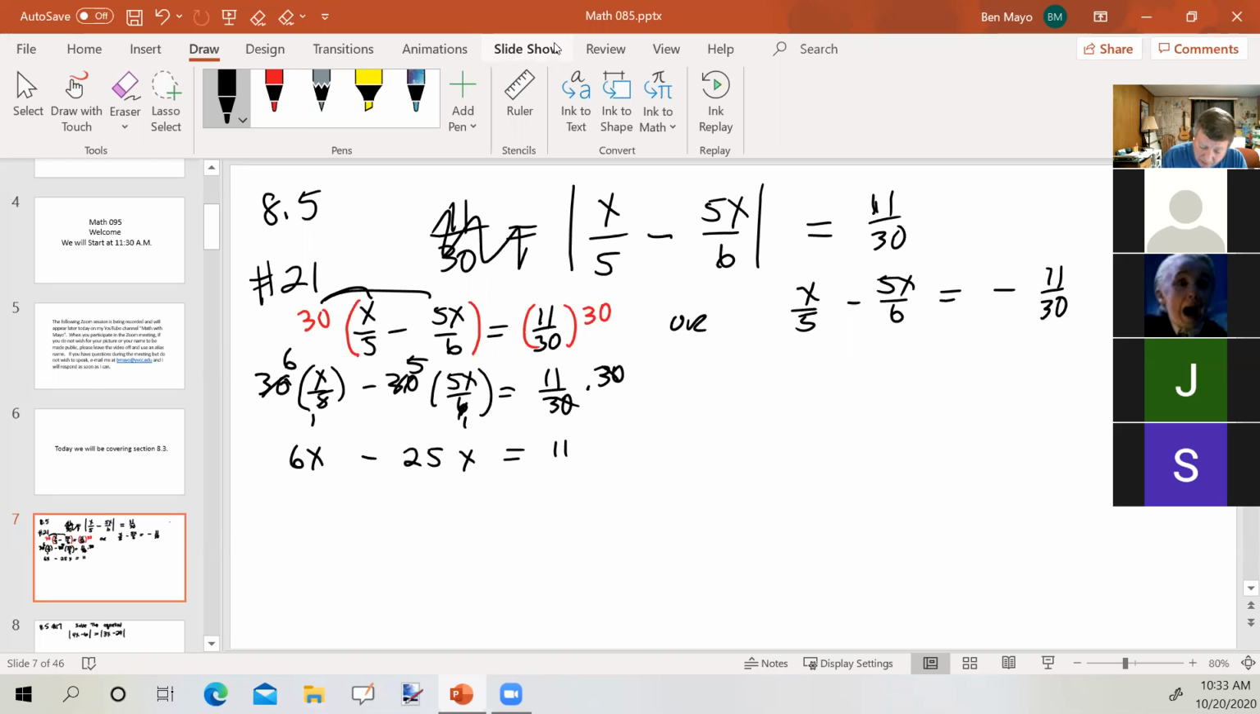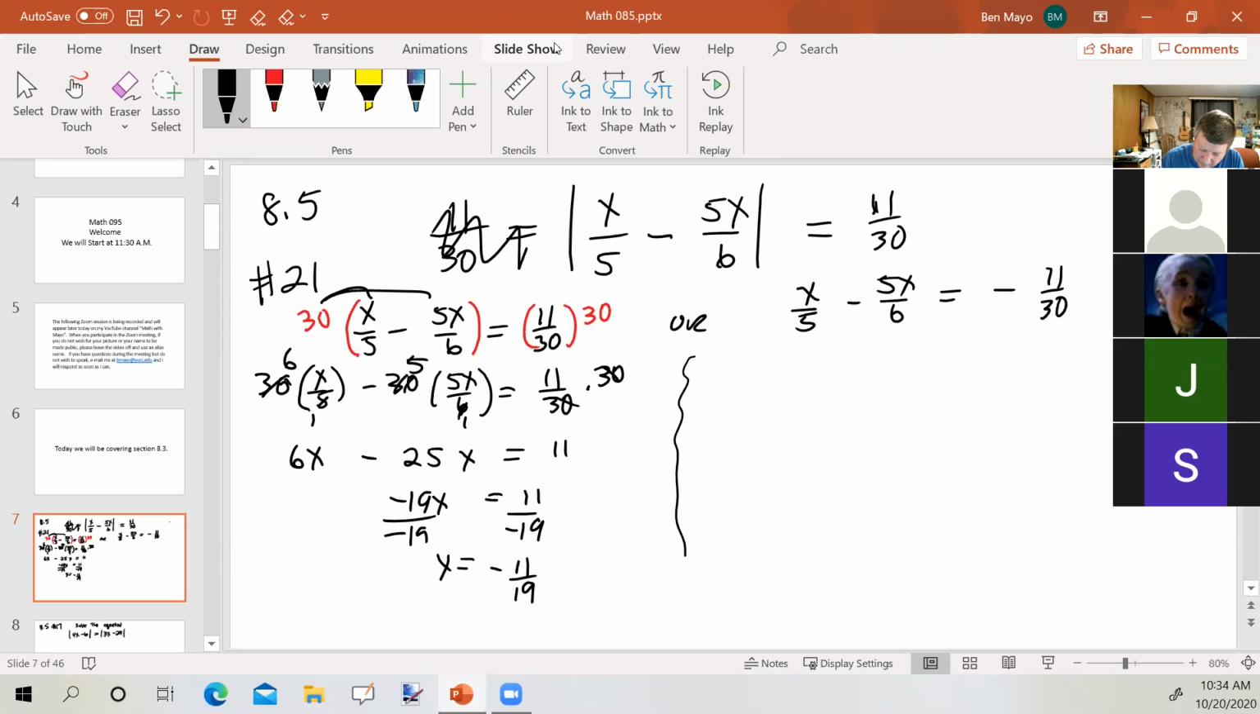6x minus 25x would be what? Negative 19x. Is that right? Then divide both sides by negative 19. X equals negative 11/19. Okay.